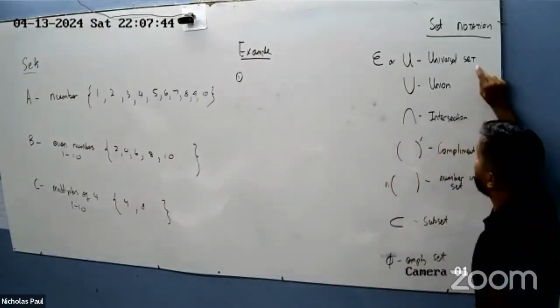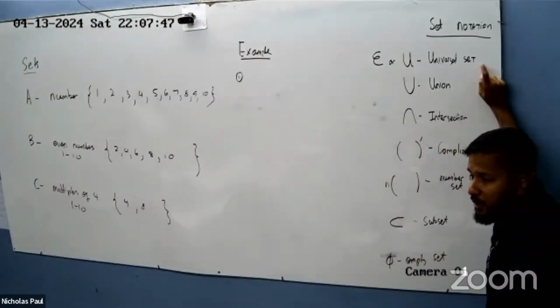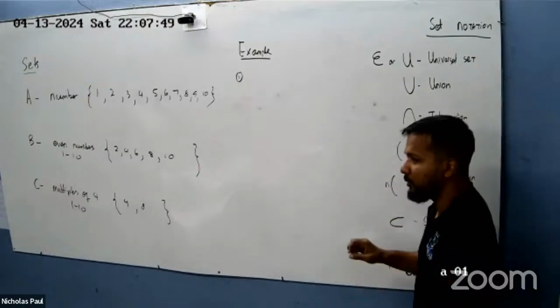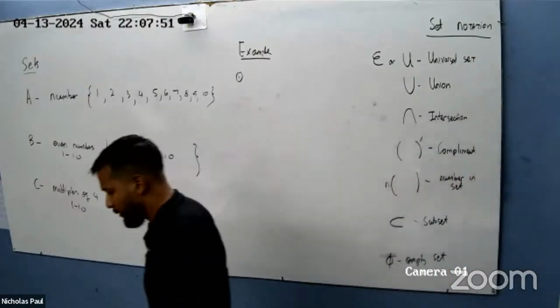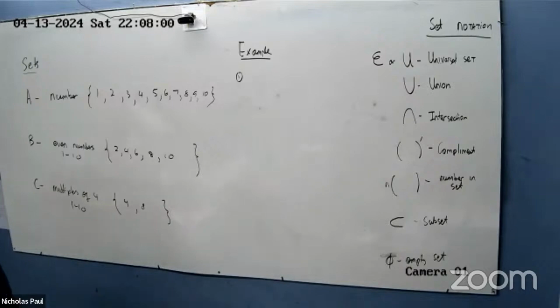All right, so let's start here. What is the universal set? The universal set, write this down. So the universal set has all the elements in a given scenario. All the elements in a given scenario.